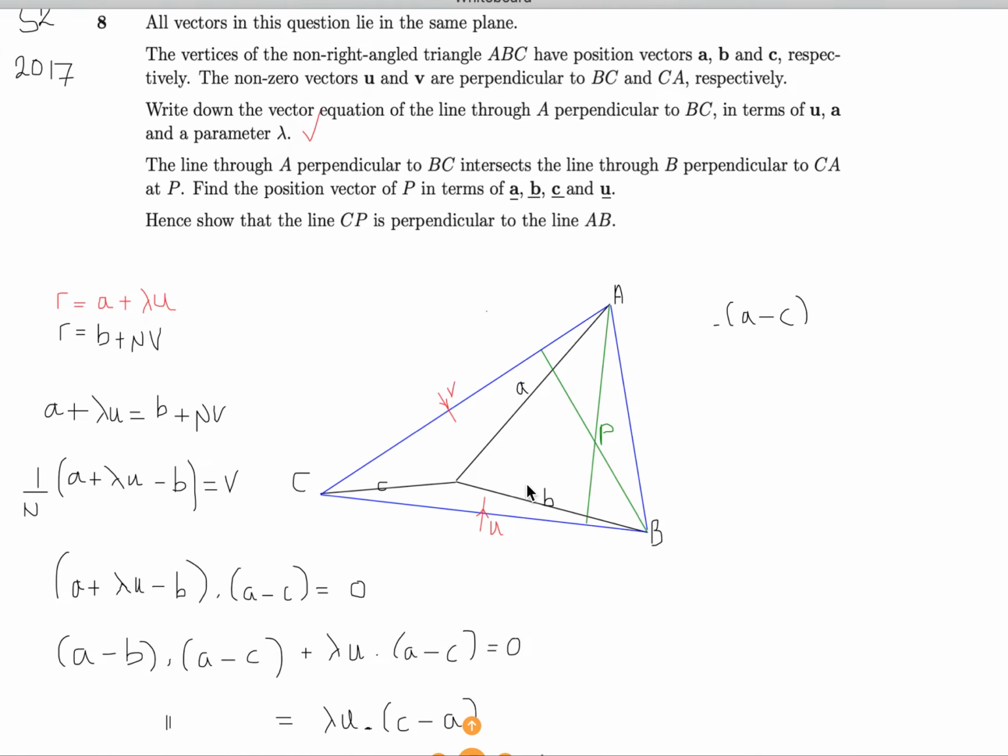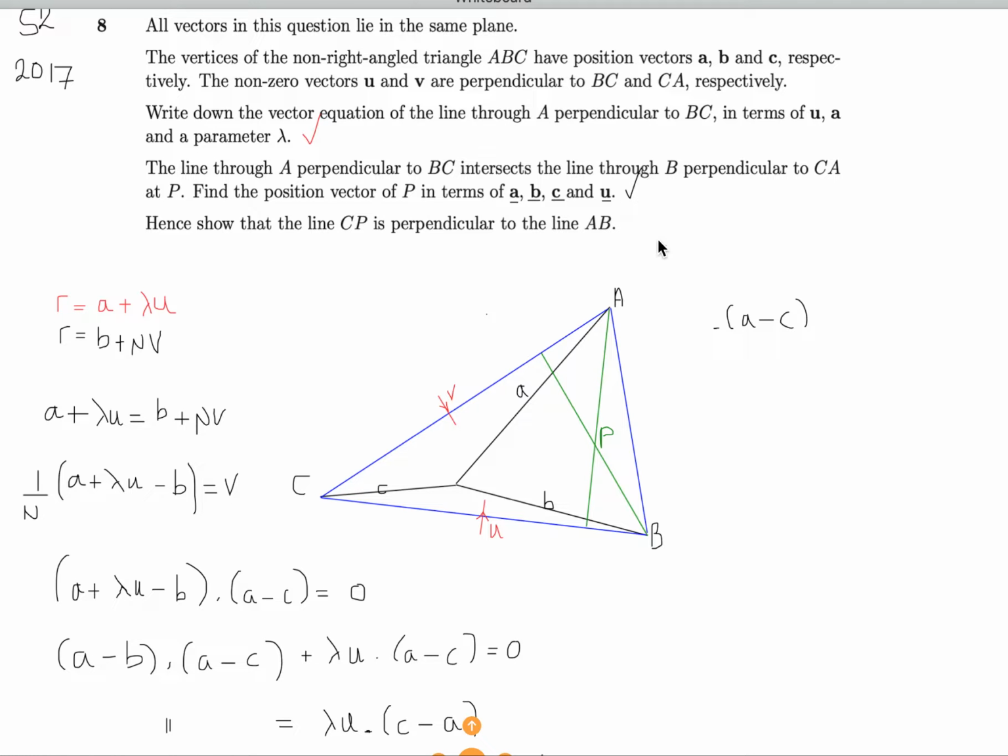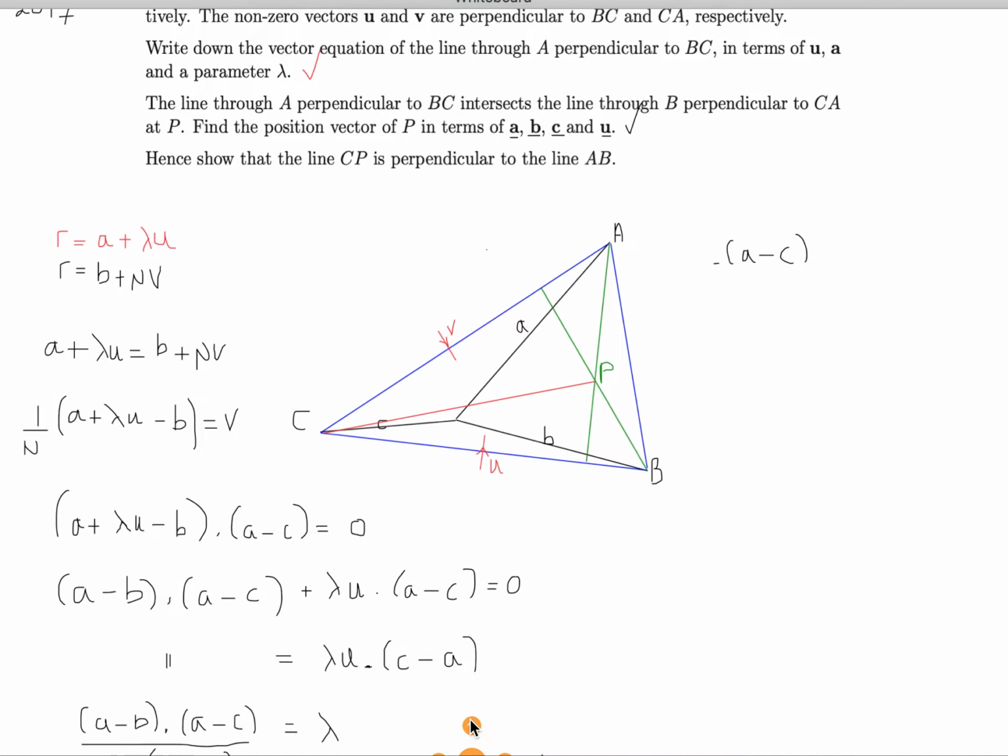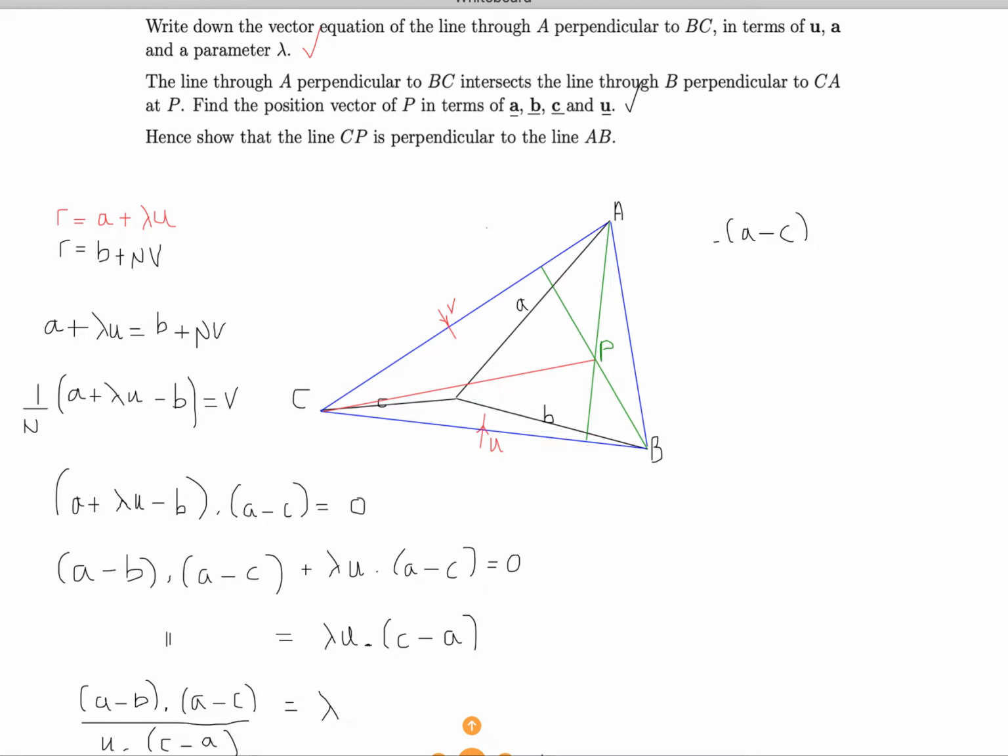Next, so let's give this a tick. Hence, show that the line CP is perpendicular to line AB. Okay, so CP is this line connecting like so. So I may just put that in as well. As you can see, it does actually look like it would be perpendicular, but we've got to be a bit more rigorous than that.